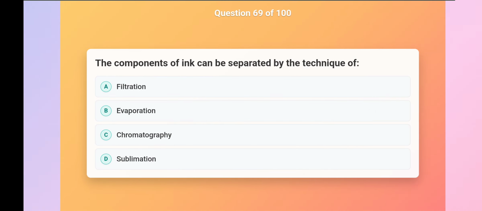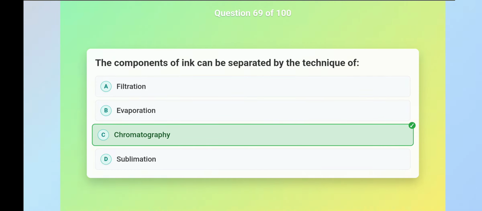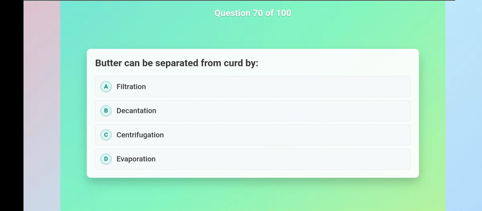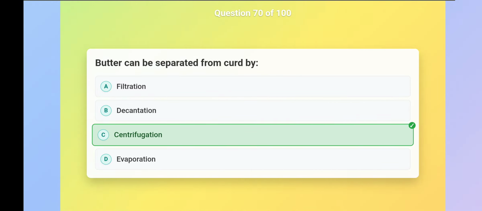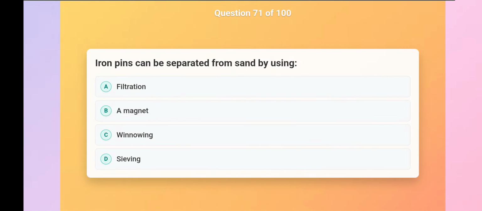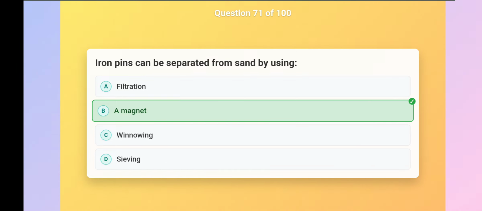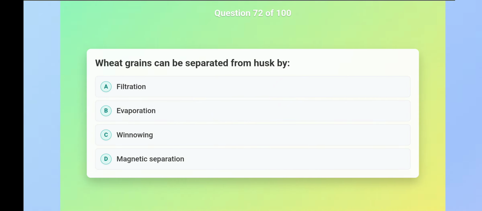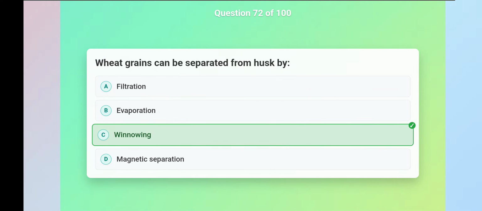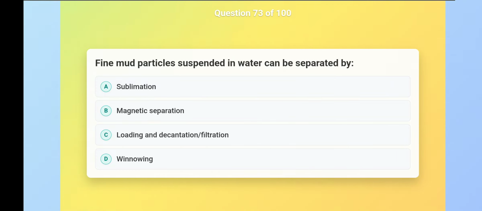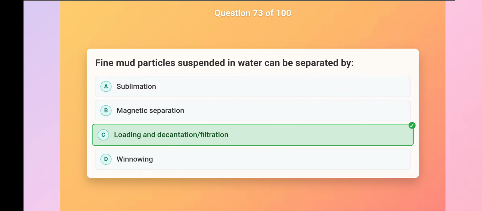The components of ink can be separated by the technique of chromatography. Butter can be separated from curd by centrifugation. Iron pins can be separated from sand by using a magnet. Wheat grains can be separated from husk by winnowing. Fine mud particles suspended in water can be separated by loading and decantation, filtration.